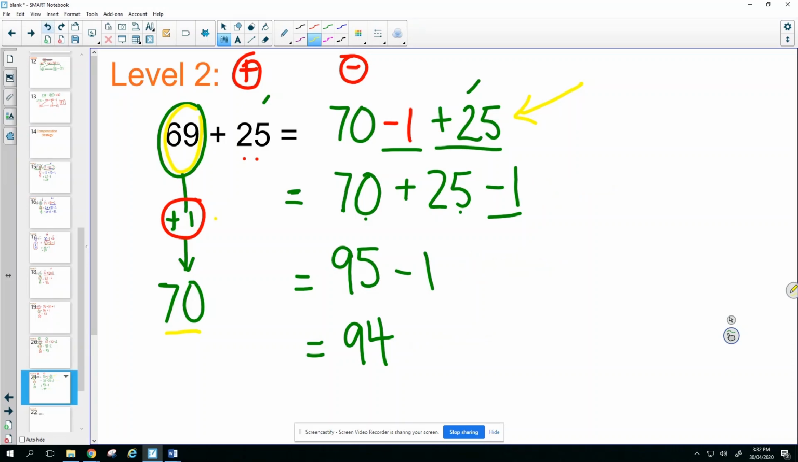So that's level 1 and level 2. Have a go at that. It can be a bit tricky, and for some of you, this is the first time you've seen this, but a lot of you are actually thinking in your head like this. When I ask people, how are you doing that? They'll say, oh, I've added 1 and then I've taken away 1. They're doing it in their heads. So the compensation strategy, have a go at that. Good luck with that.